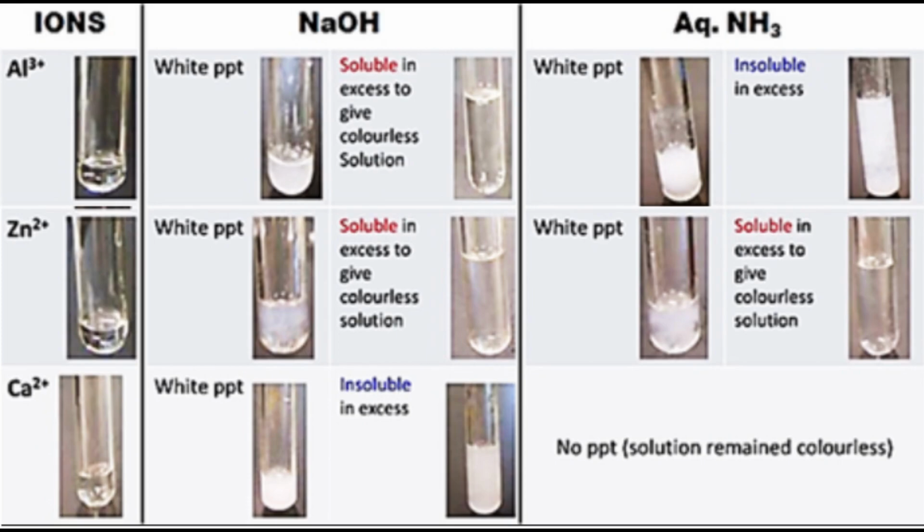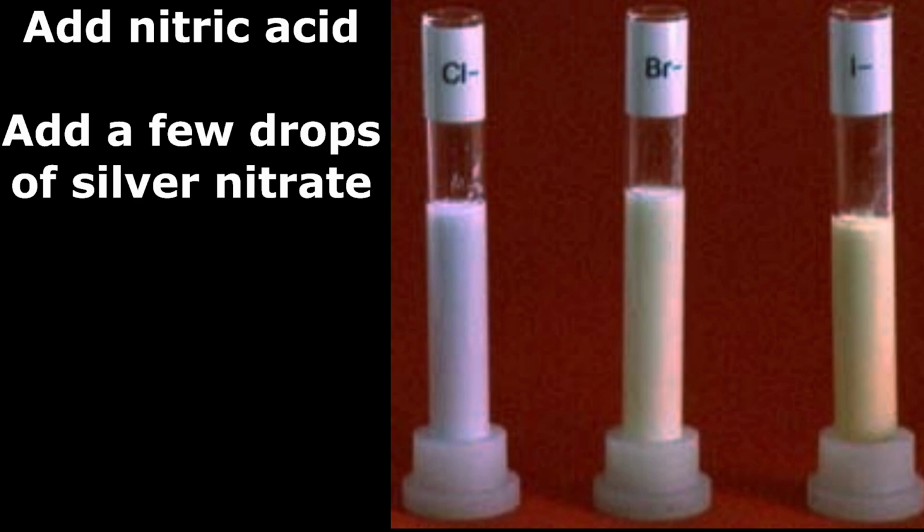The third group to remember is the halide ions. So a halide ion is an ion of a halogen.